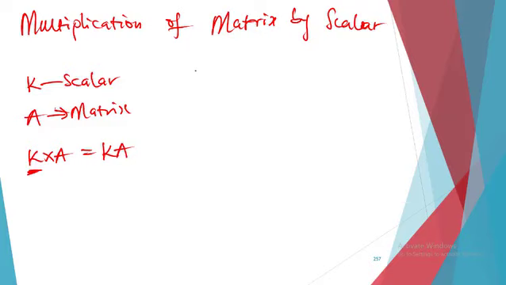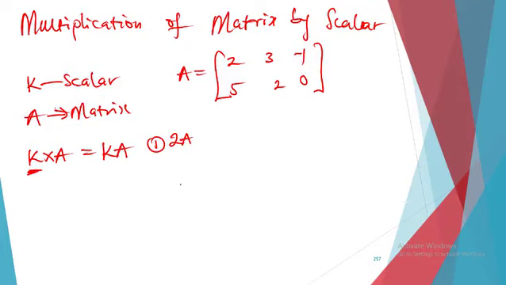If we have our matrix A to be equal to, let's say, 2, 3, minus 1, and here 5, 2 and 0, and we have our scalar to be 2. So if we are asked to find, let's say, 2A, it means 2 times everything inside A.